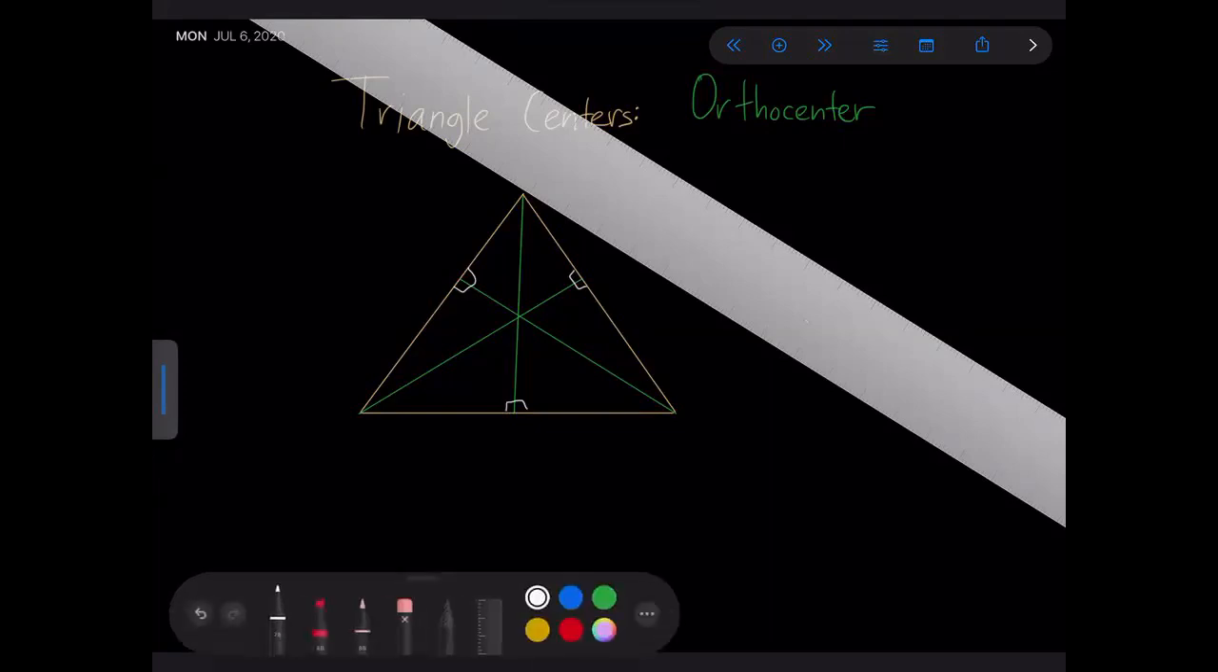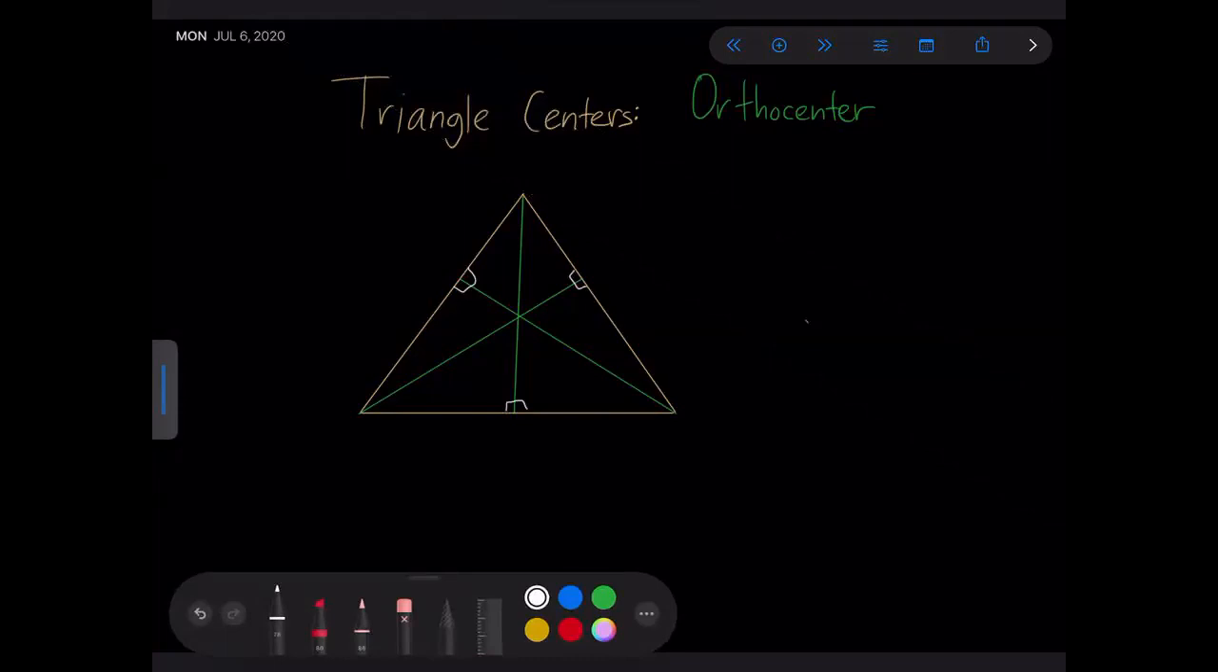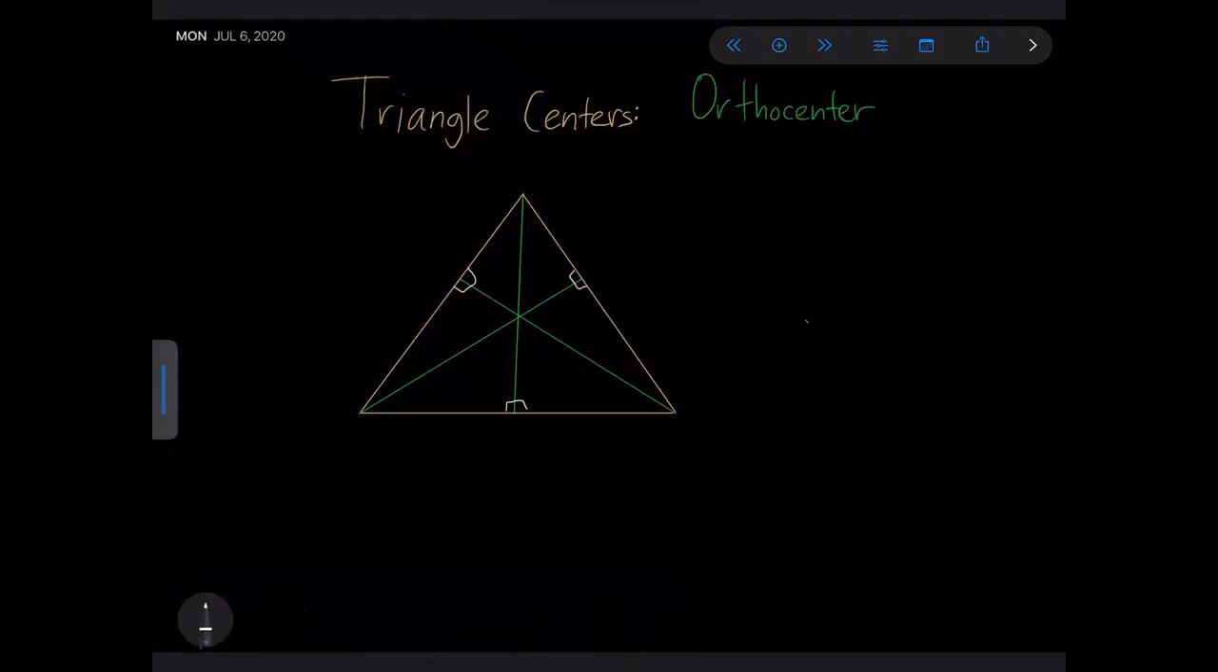Since we're running out of time, we're not going to prove that the orthocenter is concurrent. We'll leave that as an exercise because there are some problems that we want to get to.